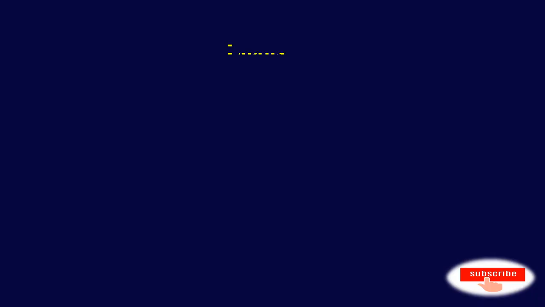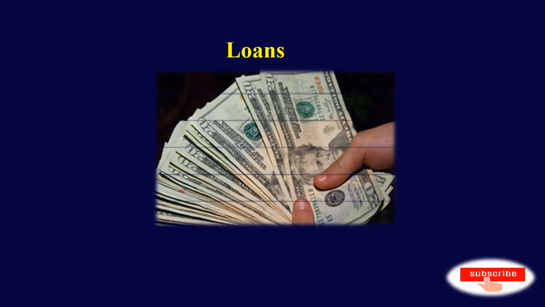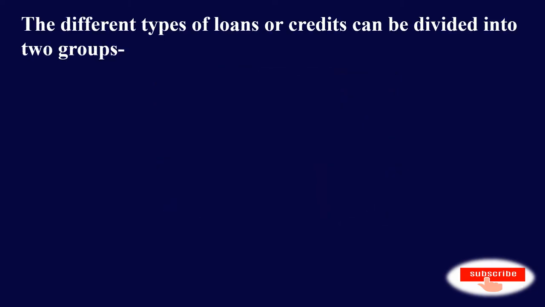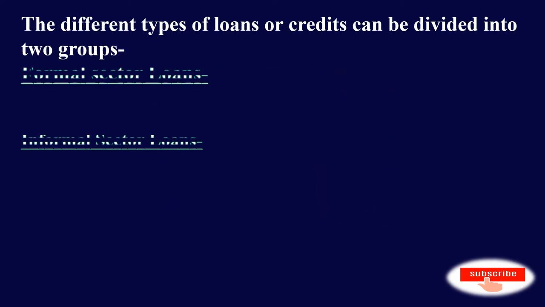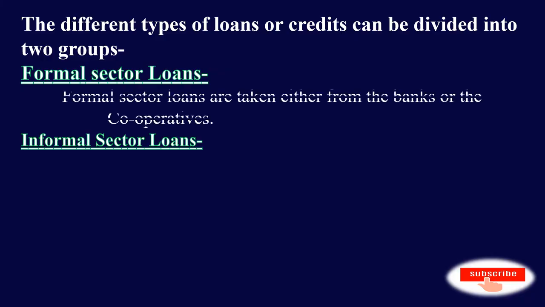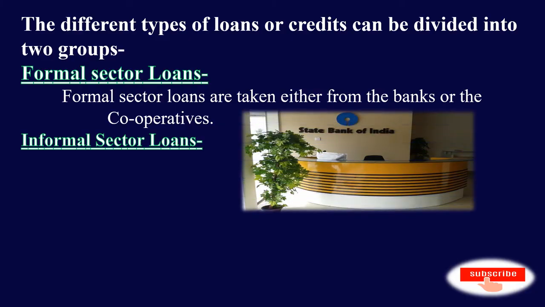In our last video lecture, we were talking about loans. People take different types of loans from various sources like banks, moneylenders, traders and relatives. The different types of loans or credits can be divided into two groups, formal sector loans and informal sector loans. The formal sector loans are such loans that are taken either from the banks or from the cooperatives.